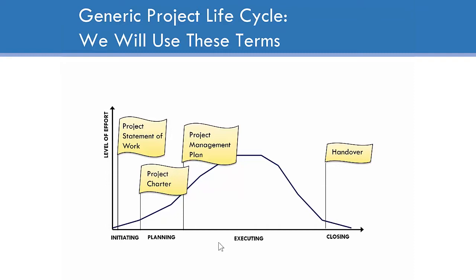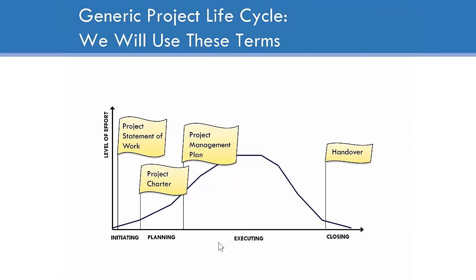Now, look at these phase labels: initiating, ending in a project charter; planning, ending in a project management plan; executing, ending in a whole handover; and closing. Now, the names of these phases are not to be confused with the names of the process groups. There is work called initiating, and it's true, during the initiating phase, you are doing a lot of initiating work. But at the end of a planning phase, you're initiating the executing phase, and at the end of an executing phase, you're initiating the closing phase.